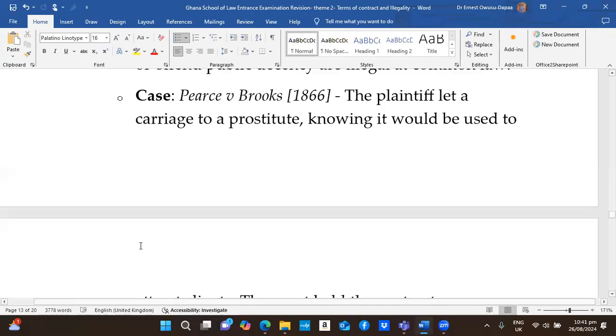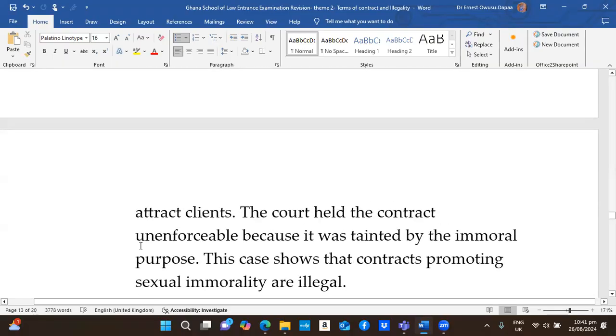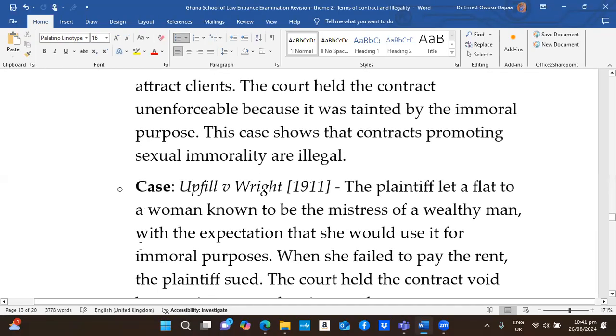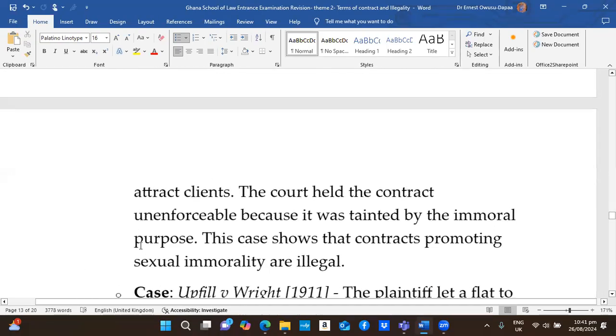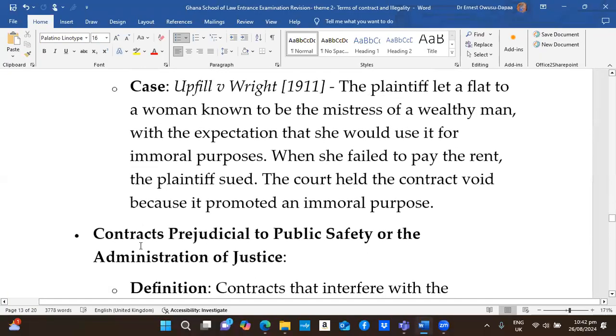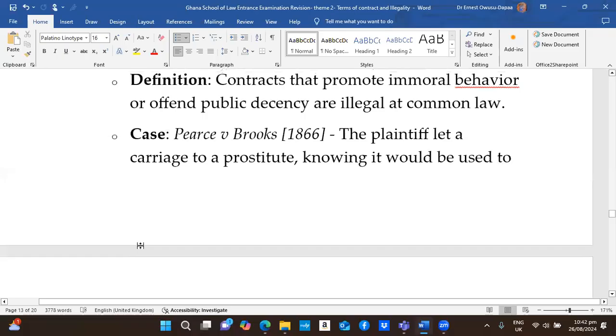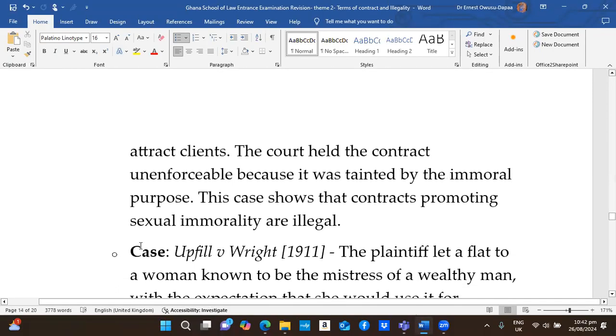Pierce against Brooks. It was in that case that Lord Mellish also made his famous statement regarding public policy, that it is like the unruly horse. Once you are astride it, you don't know where it will take you. And again, similar to that, Pierce and Brooks was about a carriage which had been let to a prostitute, and it was known that the prostitute was going to use it to attract her customers.